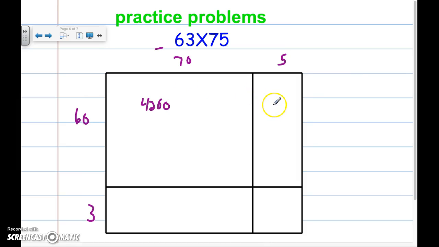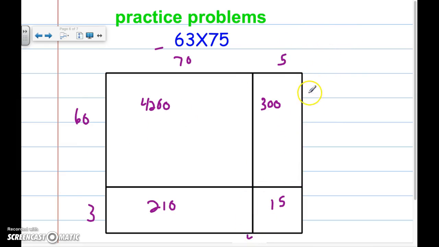This is going to be somewhat of a big number. So 60 times 5, so that's going to be 300. This is going to be a bigger number in this box too, which is going to be 210. And then this box is smaller, so it's going to be a small number because 3 times 5 is 15.